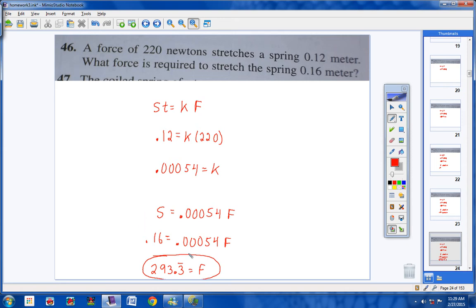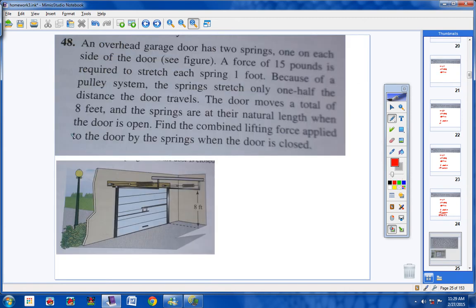Okay, that's your newtons. Alright, moving on to number 48. An overhead garage door has two springs, one on each side of the door. A force of 15 pounds is required to stretch each spring 1 foot. Now let's stop right there, because I know right away my model is going to be this.